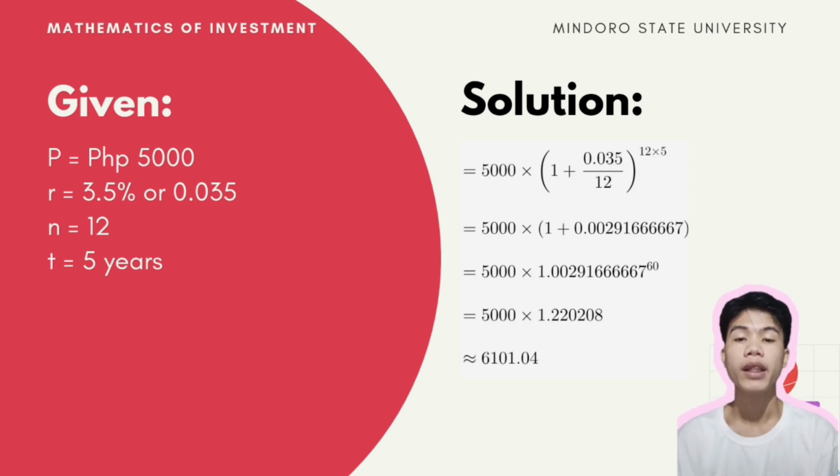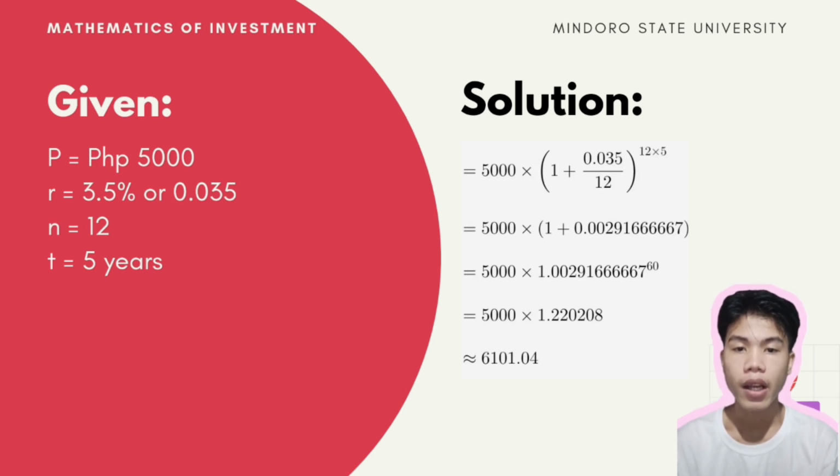Then the equation will be A is equal to 5,000 times the quantity of 1 plus 35,000 over 12 raised to 12 times 5. Then the equation will be 5,000 times the quantity of 1 plus 29 10,000s raised to 60. Then the equation will be 5,000 times 1 and 29 10,000s raised to 60. Then it will become 5,000 times 1 and 22 hundredths. Then the answer is equal to A is equal to 6,101 and 4 hundredths pesos.